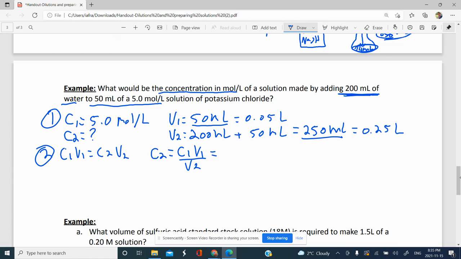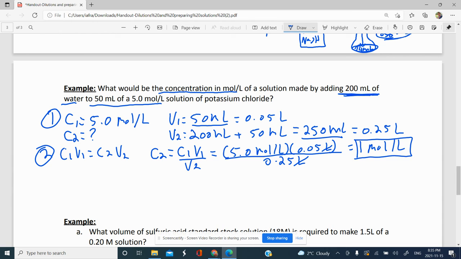And that's going to be 5.0 moles per liter times our V1, which is 0.05 liters, over our V2, which is 0.25 liters. Cancel liters out, and you're left with moles per liter, which is what's expected because you want a concentration. So 0.05 times 5 divided by 0.25, and you get 1 mole per liter.